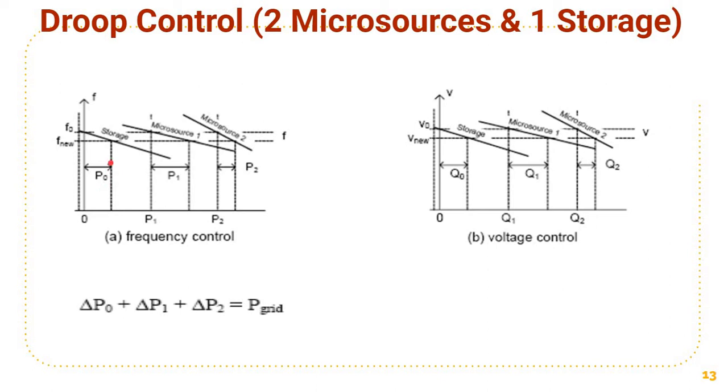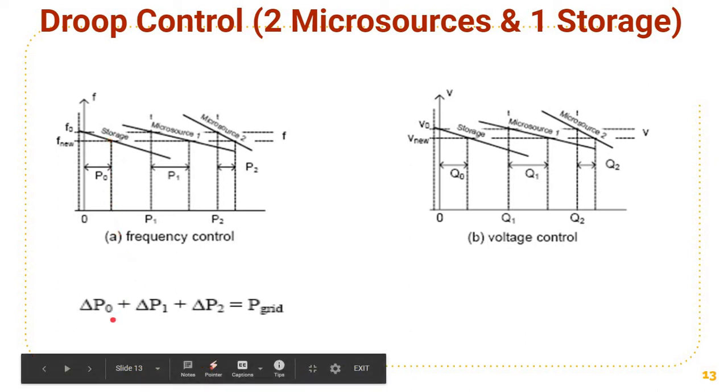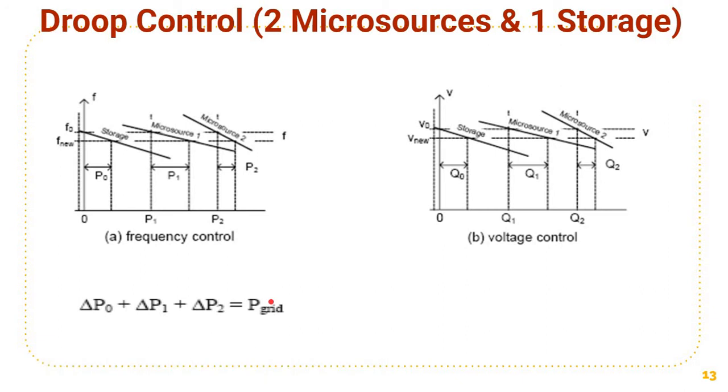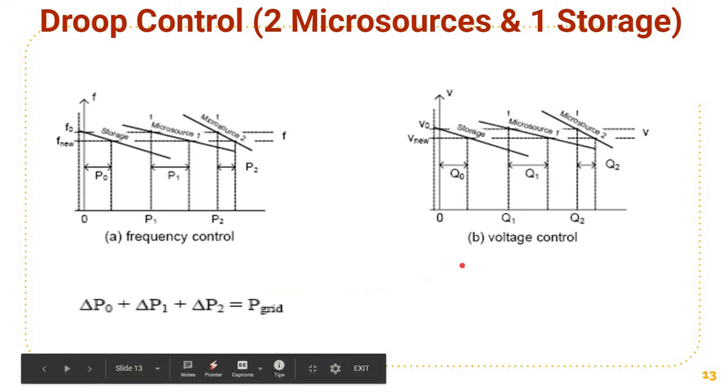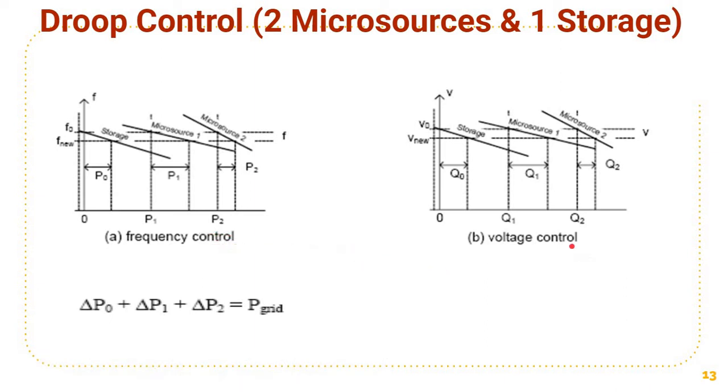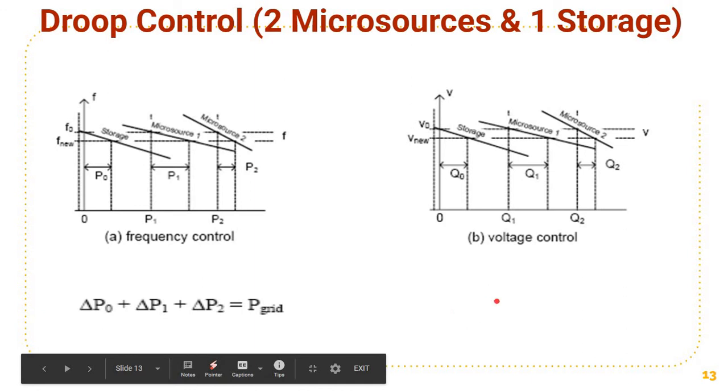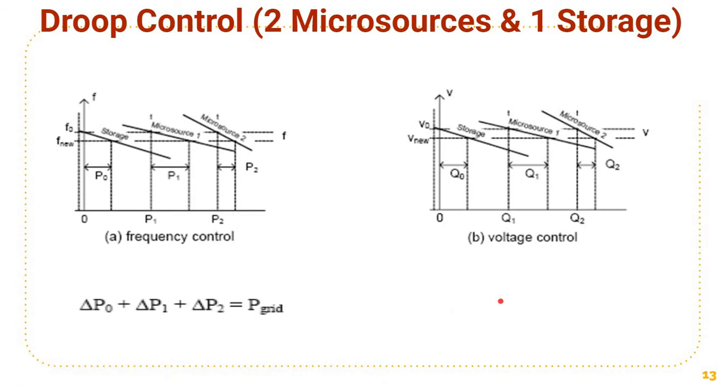In that case, each microsource should supply a corresponding active power to bring back the frequency. So delta P0 has to be supplied by the storage device, delta P1 should be supplied by microsource 1, and delta P2 should be supplied by microsource 2. So the total active power to be supplied by the various microsources and storage devices is equal to delta P0 plus delta P1 plus delta P2. Similarly, in voltage control, this is frequency control. In voltage control, Q of the grid is equal to delta Q0 plus delta Q1 plus delta Q2.